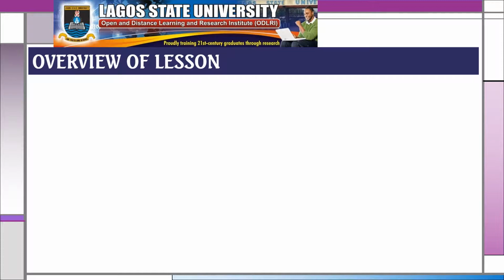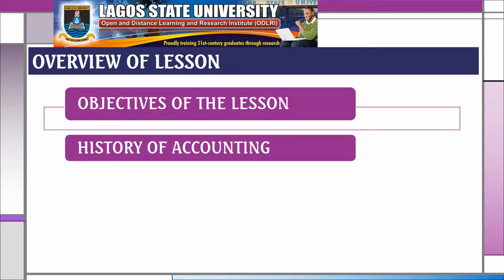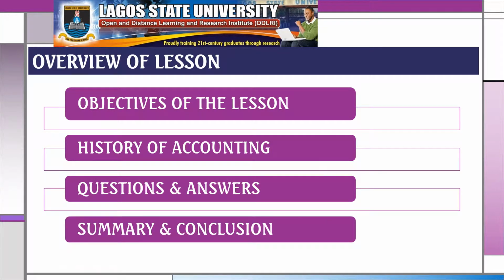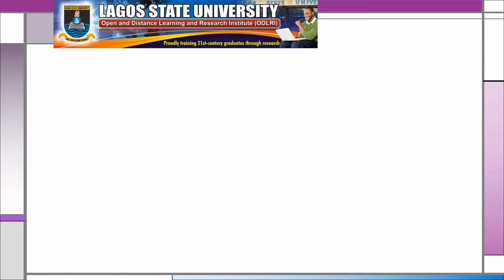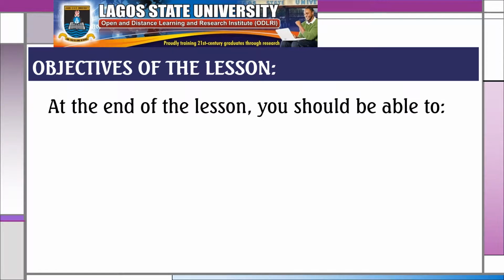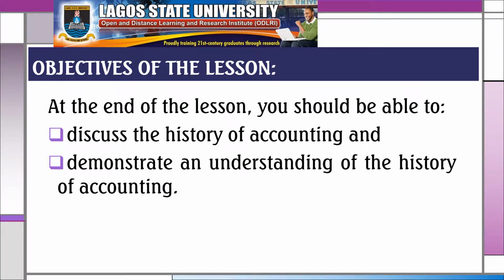Now, an overview of the lesson: we have the objectives of the lesson, history of accounting, questions and answers, summary and conclusion. I would like to start with the objectives of the lesson. At the end of the lesson, you should be able to discuss the history of accounting and demonstrate an understanding of the history of accounting.